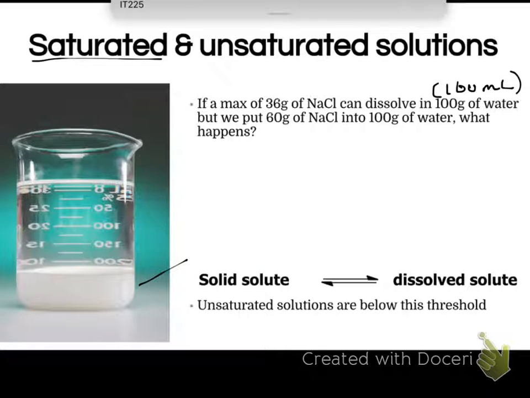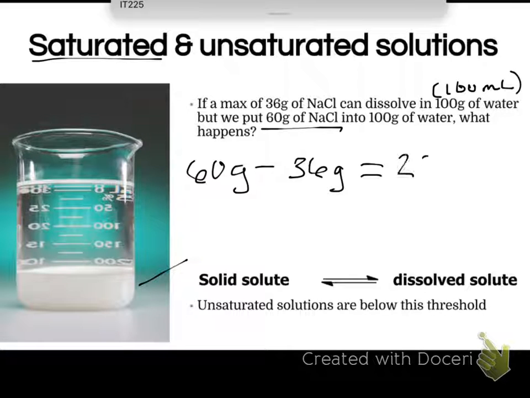It would be clear. It would look like water. You would have no solid in it. But if I keep going and I add more salt, then it's all going to collect at the bottom. So here in this example, we put in 60 grams of NaCl. Only 36 of that can dissolve, so I can figure out how much is hanging out on the bottom by just subtracting. So down here we have 24 grams of NaCl just hanging out.